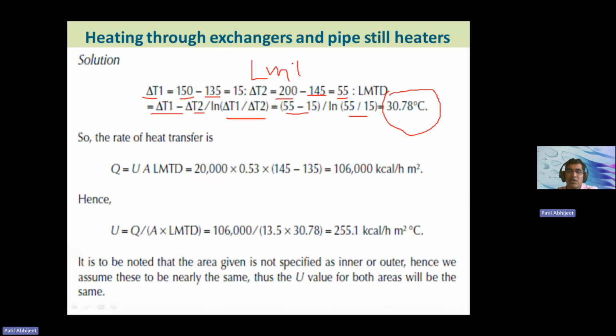Now the next thing is we have to calculate the Q. For calculating Q, what we require is m Cp delta T. Let us consider crude oil itself. Q will be equal to m Cp delta T, that is 20 tons per hour was given, 0.53 Cp, then TC1 minus TC2, that is 145 minus 135, that is 10 to the power 6 kilocalorie per hour meter square.